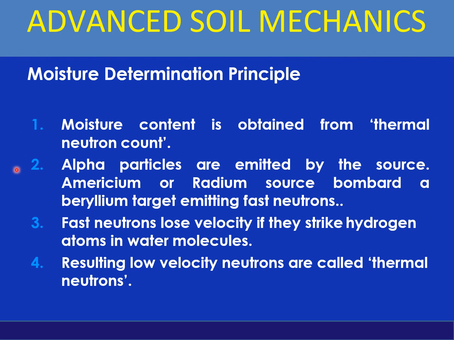Alpha particles are emitted by the source. Americium or radium sources bombard a beryllium target, emitting fast neutrons. Fast neutrons lose velocity if they strike hydrogen atoms in water molecules. The resulting low velocity neutrons are called thermal neutrons.